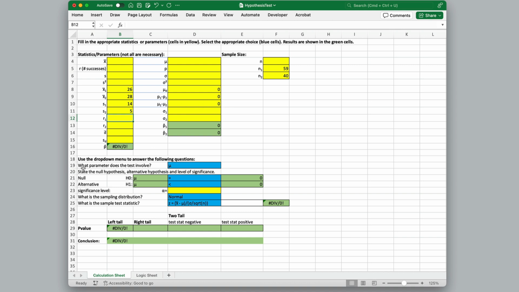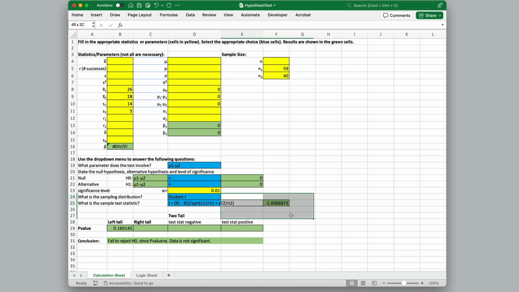Okay, so then we answer the question, what parameter does the test involve? Well, this involves a difference of means, so mu 1 minus mu 2. It's a left-tail test, so make sure this is selected to be less than. We're using a significance level of 0.01. And what is the sampling distribution? In this case, we're using the student t-distribution. And what does the sample test statistic look like? The formula closest looks like it would be the second one from last here. It's not easy to format mathematics in a drop-down menu, so that's the best we could do there.